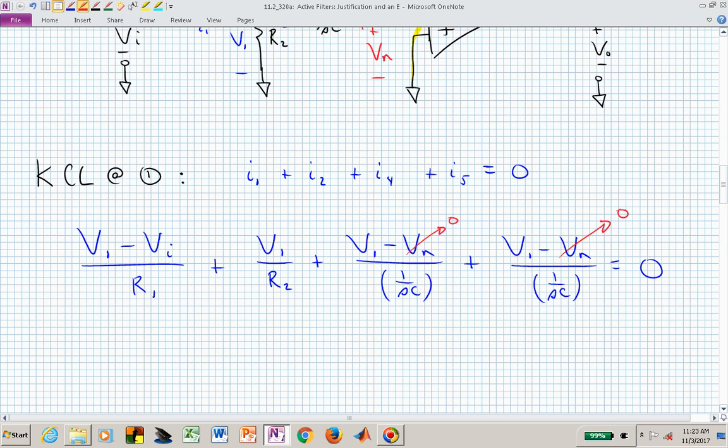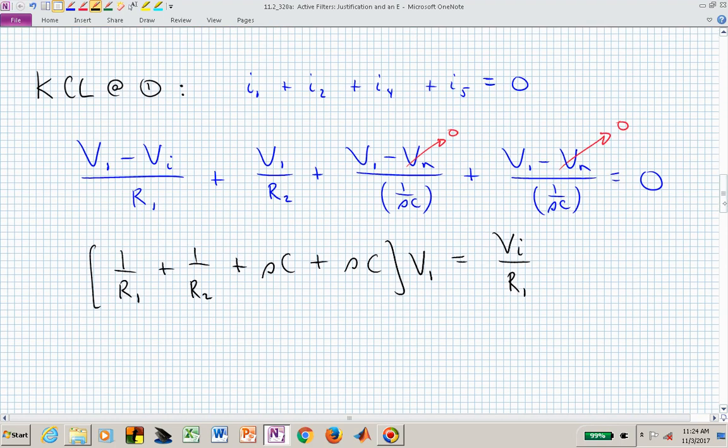We can now clean this up a little bit. Let's go ahead and combine the terms associated with V sub 1. We have 1 over R1, we have 1 over R sub 2, and we have SC coming upstairs in both the third term and the fourth term in this expression. Those all now multiply V sub 1, and the only remaining term is this minus V sub I over R1 that's on the left. If we add that to both sides, then we end up with V sub I over R1 on the right.